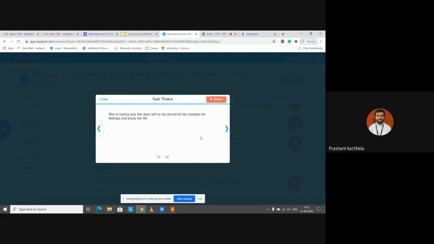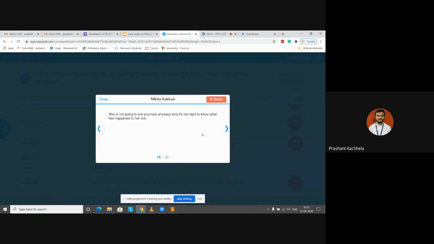Great answer. Yash is saying she has only a few days left, so we should let her express her feelings and enjoy her life. Nidhi is saying the lady is already ill, and she won't be able to bear the pain of the death of her son, and it's not good to increase her agony at this last moment of her life. Right? Nikita is saying that at that time she is not in a condition to accept the news of her son's death.